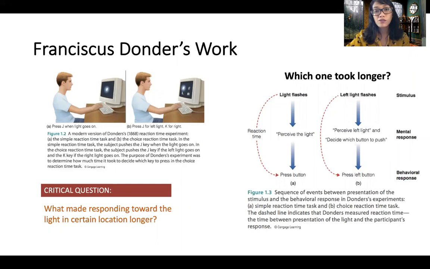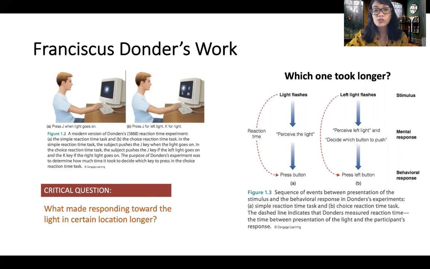In the second part of the experiment, he made the task more difficult by presenting two lights, one on the left and one on the right. The participants' task in this part was to push one button when the light on the left was illuminated and another button when the light on the right side was illuminated. This is called a choice reaction time task.